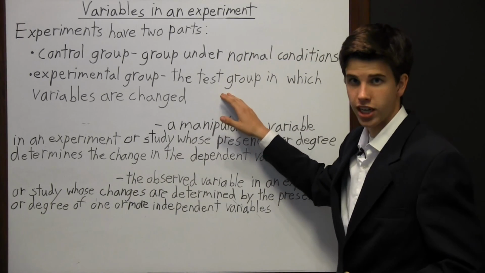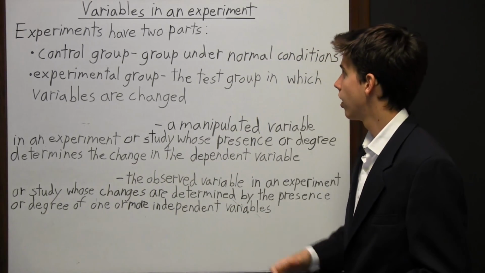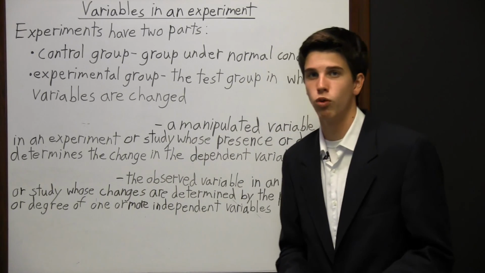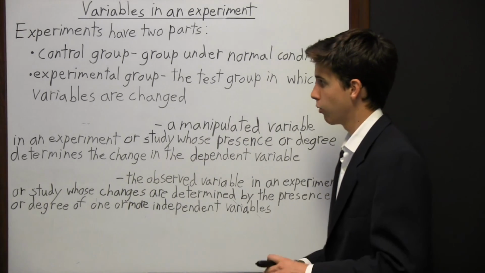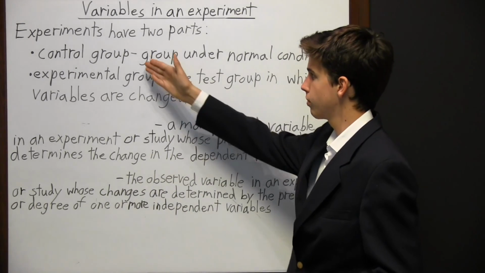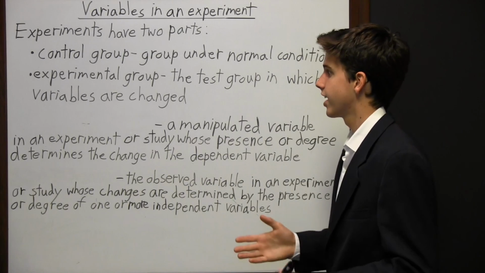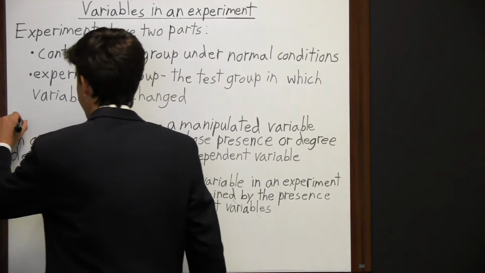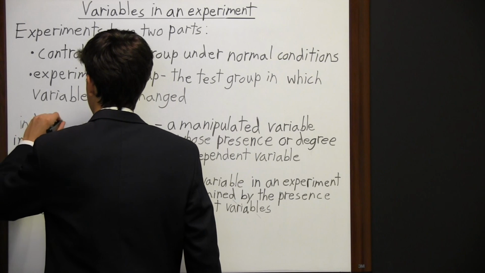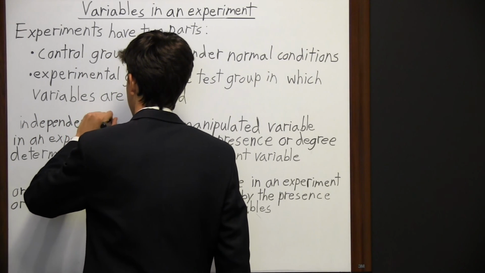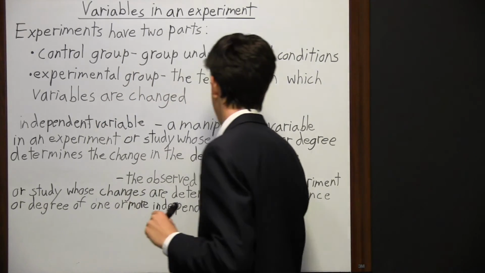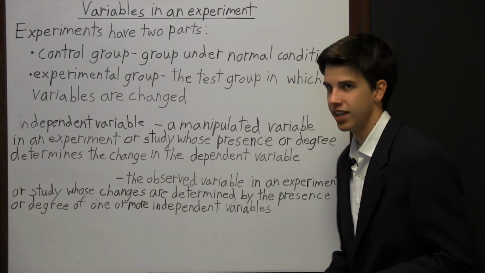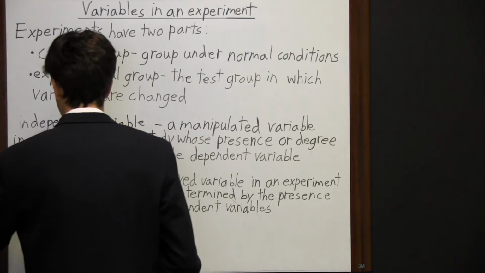So in other words, if you're changing variables here, you don't know what effect they're having because you don't have a normal group. So you start out with a group under normal conditions, and then you go to the experimental group where you only change one variable at a time. And so by changing that one variable, you get to compare the differences between the experimental group and the control group. So we're looking at cause and effect here, because you have one variable that's going to cause other things to happen. So we start out with the independent variable, which is a manipulated variable in an experiment or study whose presence or degree determines the change in the dependent variable.